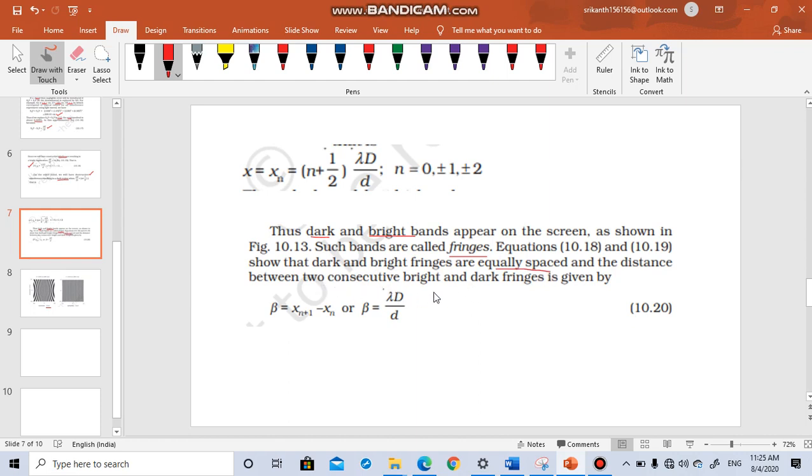And the distance between two consecutive bright or dark fringes: individually they are fringes, but if you want the distance between two dark fringes or two bright fringes, it is given by beta is equal to lambda into capital D by small d, where capital D is the distance between the slits and the screen, and small d is the distance between the slits. This is a very useful formula, the formula for fringe width. Fringe width means taking either two consecutive dark or two consecutive bright fringes.